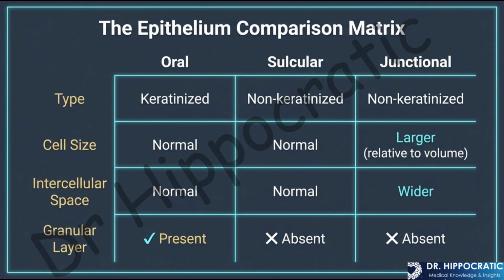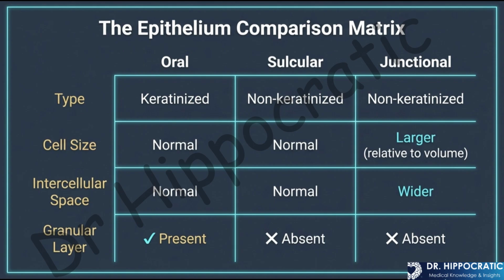Oral and cellular are normal, but under junctional, which is the specialized attachment at the very base of the moat, it says larger relative to volume. Right, so the cells of the junctional epithelium have a higher cytoplasmic volume relative to the number of desmosomes connecting them. Meaning what exactly? They are plumper, less densely packed cells. Keep reading, because the next row explains the mechanical consequence of this geometry.